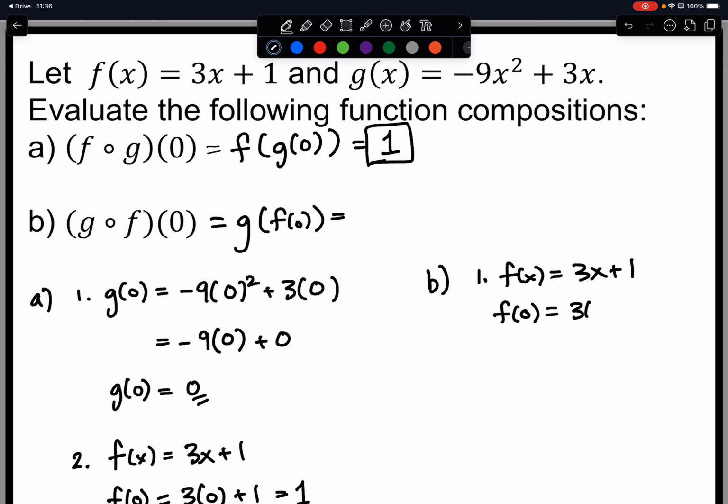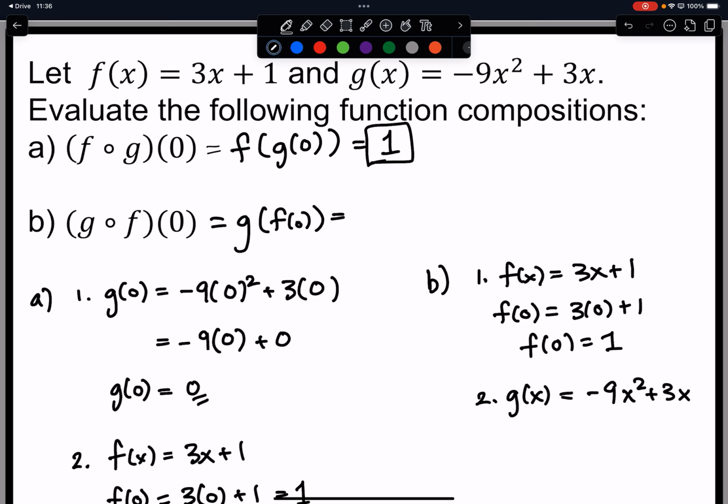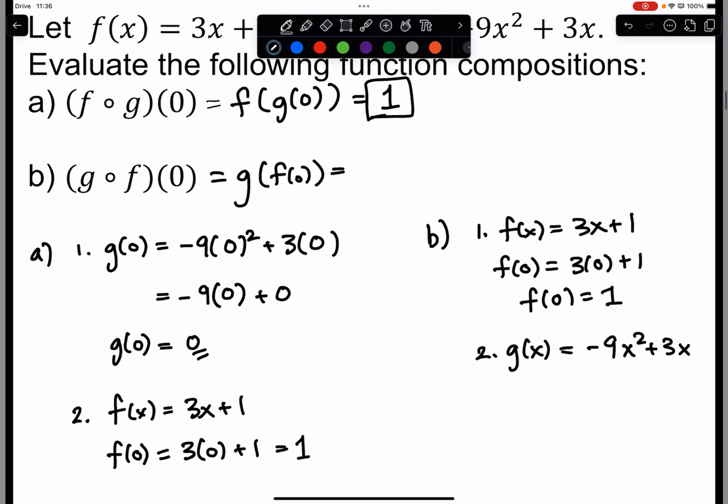So this would be 3 times 0 plus 1, which is a total of 1. 3 times 0 is 0, and 0 plus 1 is 1. Our second step now is to get the function g, which is negative 9x squared plus 3x, and plug in the number 1 into the input value.